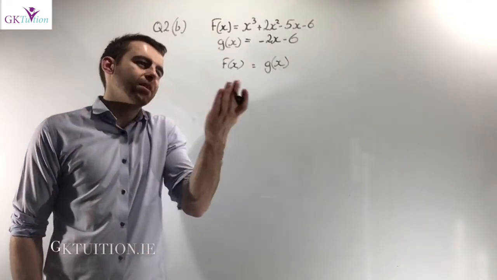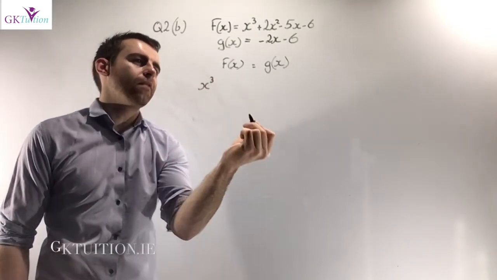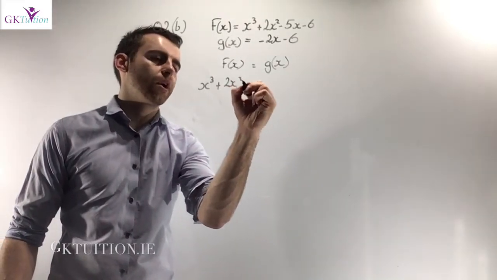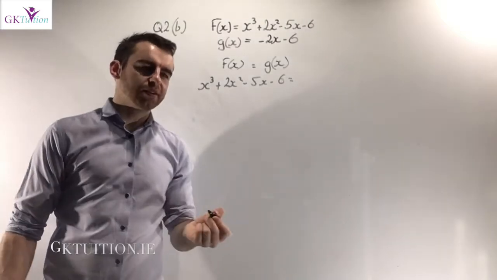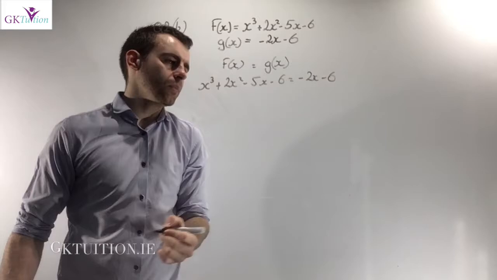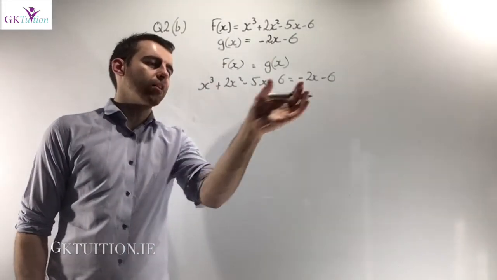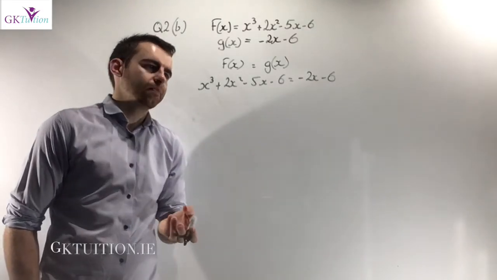So I know f of x and I know g of x, so mathematically I just need to sub in. F of x, the left hand side of this equation, is x cubed plus 2x squared minus 5x minus 6. G of x, the right hand side of this equation, is minus 2x minus 6. So by doing this, this allows me to identify when the curve is equal to the line. The curve is equal to the line when they intersect.